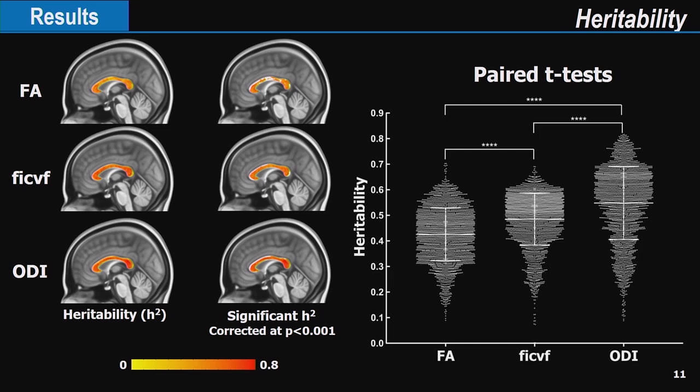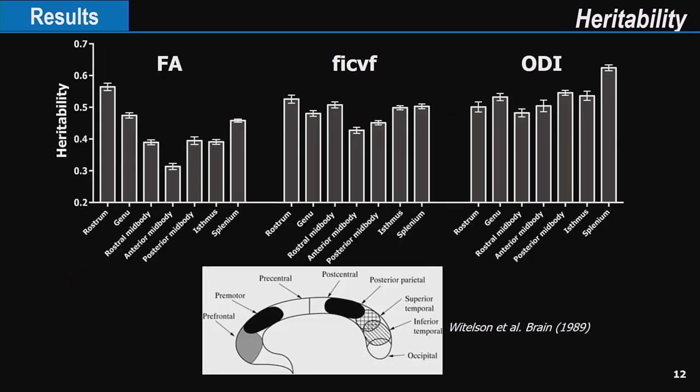So we looked into the heritability in the subregions, and still, we found the mid body of the CC structure showed a relatively lower heritability and is less influenced by genetic factors.